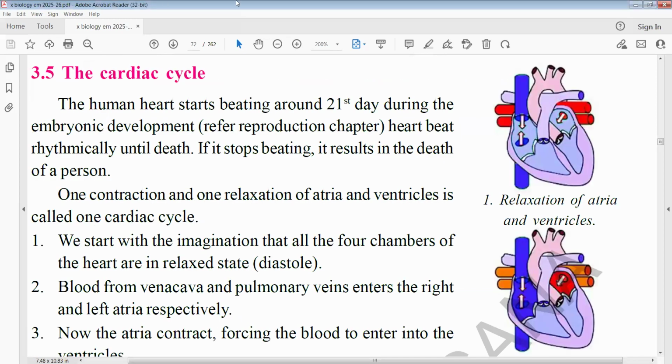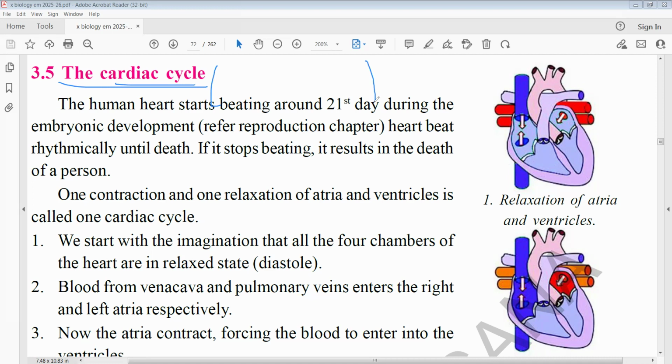And the cardiac cycle. This is important. Cardiac cycle means it is also called one heartbeat: one lub, one dub, one contraction, one relaxation. So what is the cardiac cycle? The cardiac cycle is nothing but one heartbeat. One heartbeat is nothing but one contraction, one relaxation, one lub, one dub, one systole, one diastole.